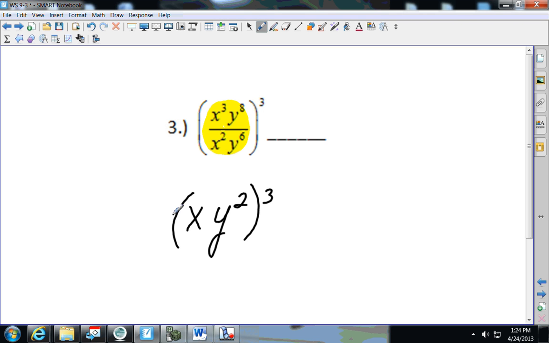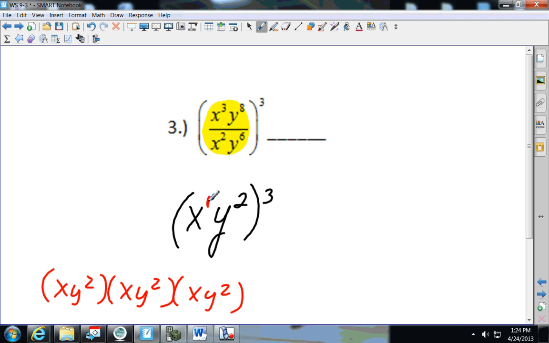Now, if you put x to the 1st power, that's fine. Now, you can either write it out 3 times, xy squared times xy squared times xy squared, and figure it out. Or just this. 1 times 3, x to the 3rd power, 2 times 3, y to the 6th, and that's your answer. This right here.